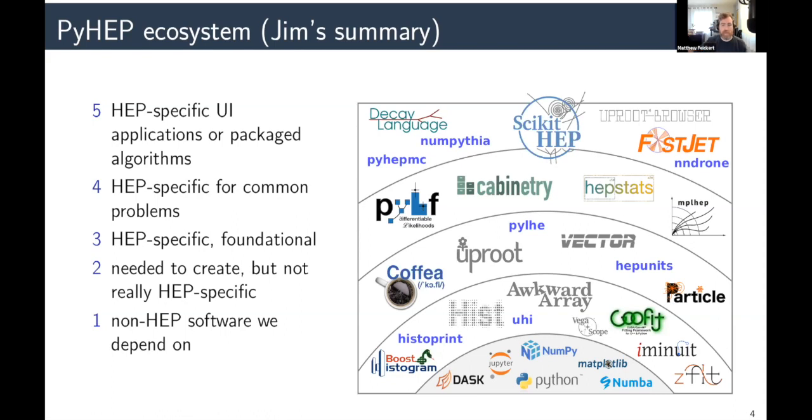And then the fifth tier is tooling that is either HEP specific in terms of UI or packaged algorithms like FastJet. Okay, so with that set, when I'm thinking of the PyHEP ecosystem and how that relates to the experiments, this is a subset of what I'm thinking of.